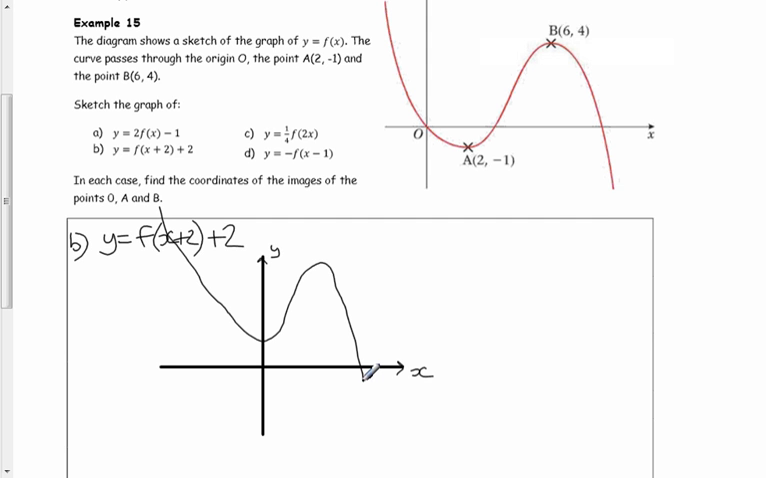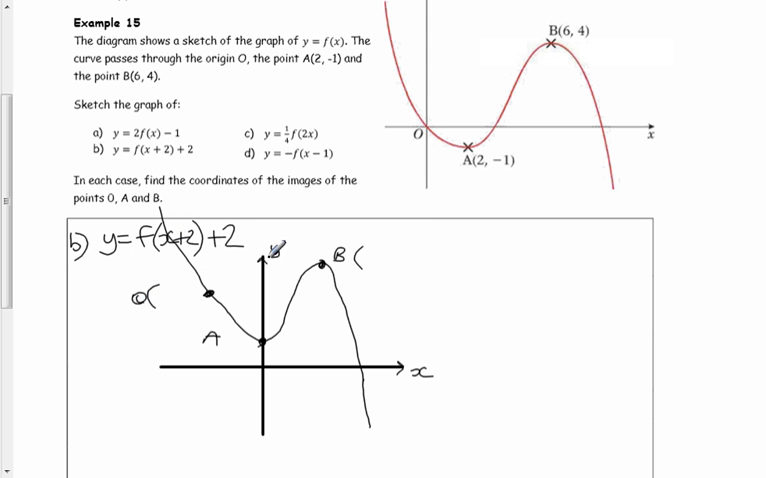So this finishes off by marking the points. So O ended up over here, A ended up there, and B over here. So this time the x-coordinates went left by 2, so the x-coordinates all decreased by 2, and yet the y-coordinates increased by 2.